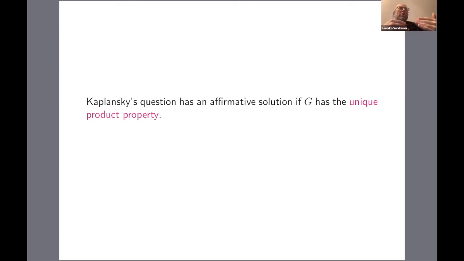So what you are using is not that G is abelian or that G has a left ordering, but that G has the unique product property, a very technical property which is quite hard to check. Let me show you which is that.